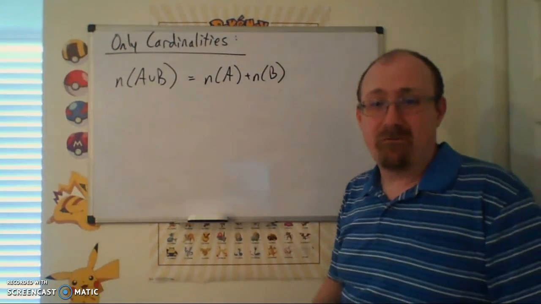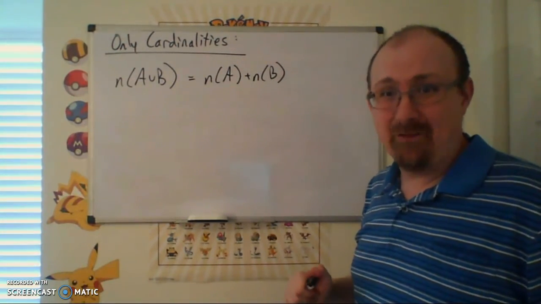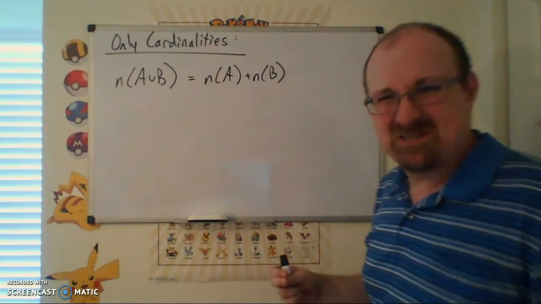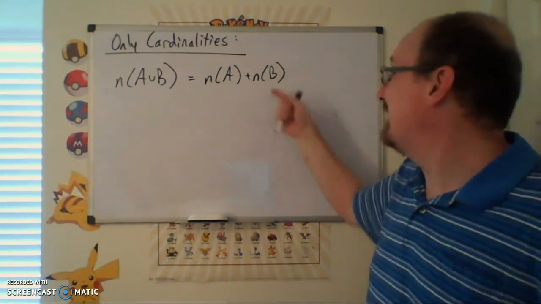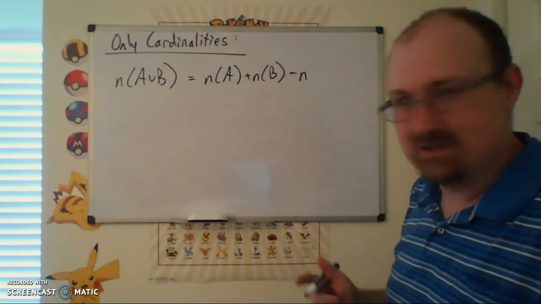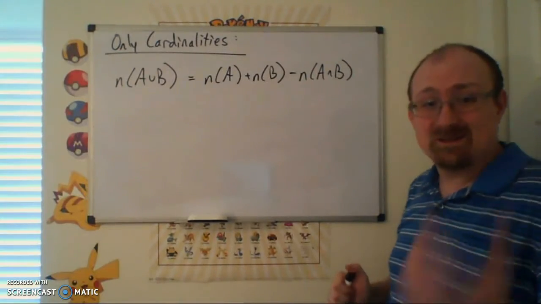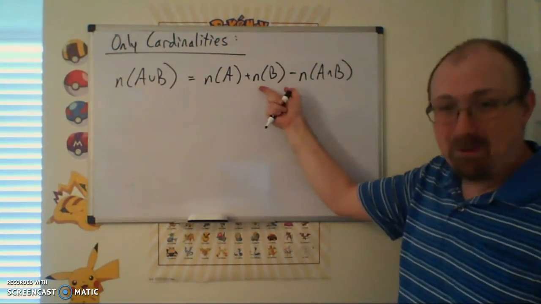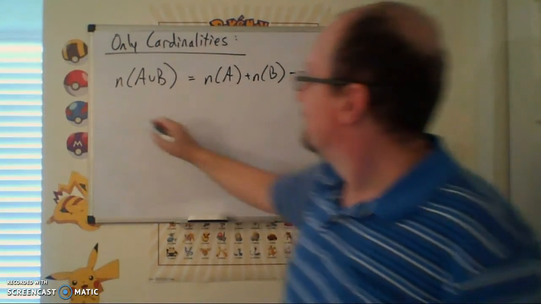what you might try to do at first is just add the cardinalities of A and B together. That makes sense, but the problem is there's some stuff that's getting double counted. Anything that's in both A and B is getting counted twice. And what's in both A and B is the intersection, as we've talked about before. So the formula ends up looking like this: N of A plus N of B minus N of the intersection.